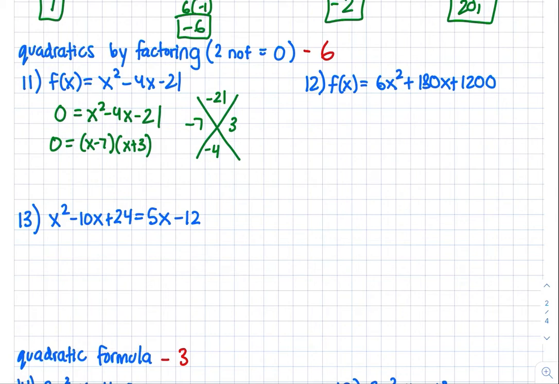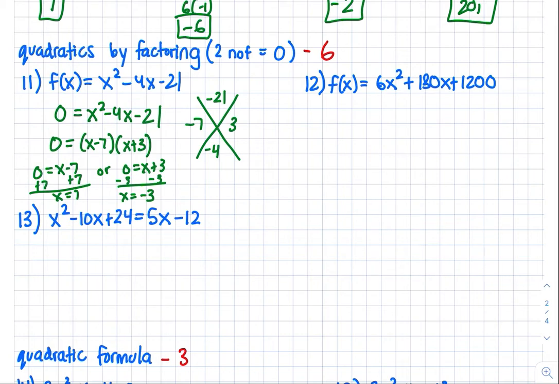Now you guys have to solve for x. So set both of these equal to 0. Set both of them equal to 0. So 0 is equal to x minus 7, or 0 is equal to x plus 3. So x is going to equal 7, or x is going to equal negative 3. So 7 or negative 3 is your answer. Okay, let's go to this next one.